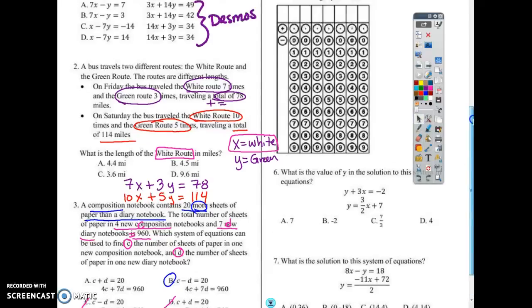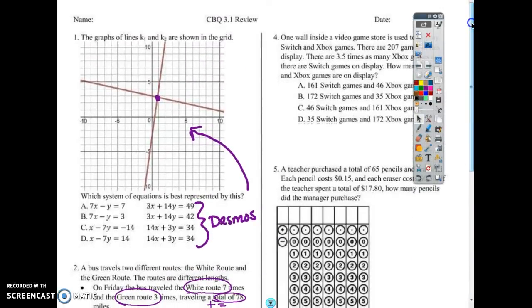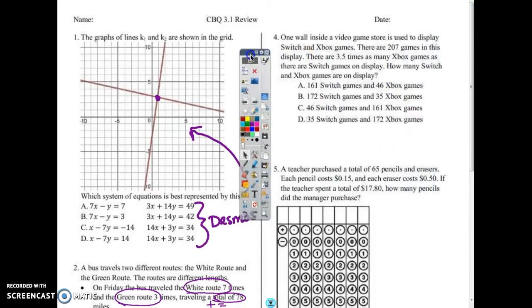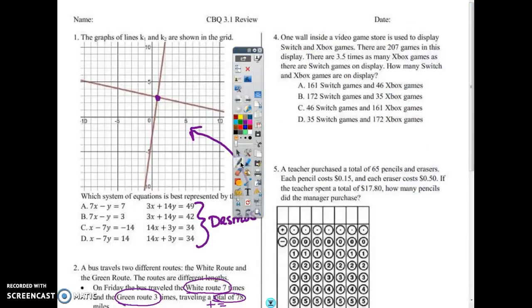All right, let's move on to problem number 4. It says, one wall inside a video game store is used to display Switch and Xbox games. There are 207 games in this display. There are 3.5 times as many Xbox games as there are Switch games. How many Switch and Xbox games are in display?